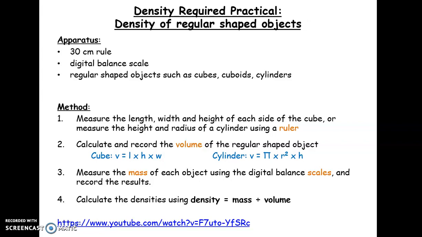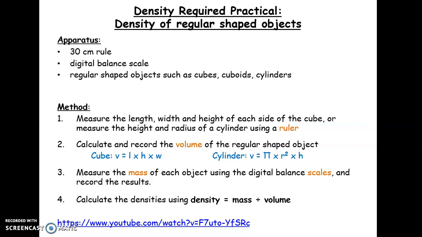You would measure the length, the width, the height, as we showed in the previous slide, and you'd record them, and you'd make sure you use a ruler for this to be accurate. You then calculate and record the volume. Different formulas are required for different regular shapes. Then you'd find the mass of each object by using the balance scales and record the results. That's very important. Mass is only found by using the scales. Finally, calculate the density with the information you've just recorded.